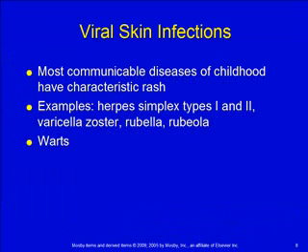Viral skin infections. Viral usually means it's one of our common childhood illnesses. In one of the other chapters we talked about different childhood illnesses and the characteristic rashes with those. Things like herpes, varicella, rubella, and rubeola all have characteristic rashes, as do warts. That's actually a viral infection of the skin.